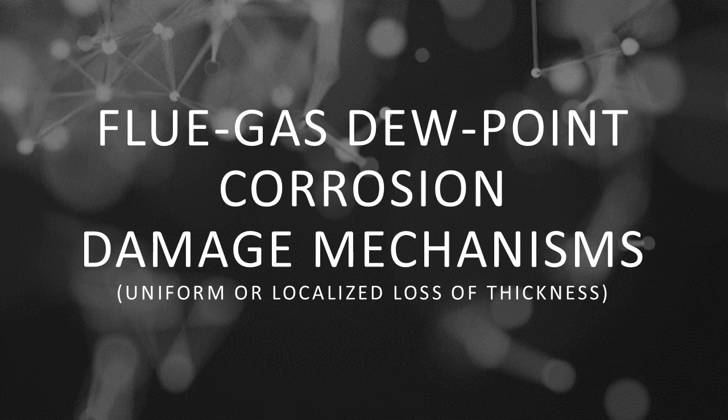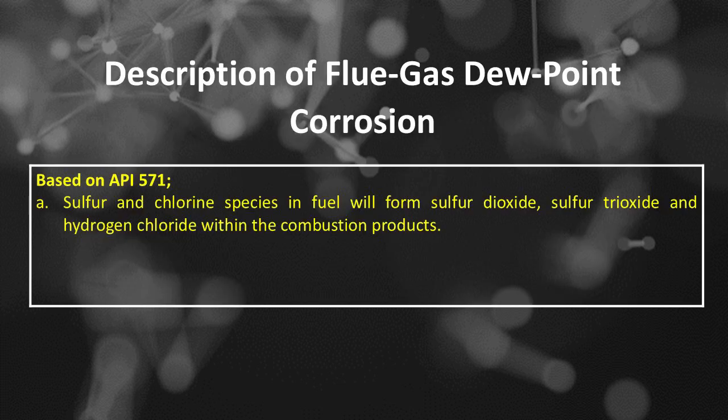Flue-gas dew-point corrosion damage mechanisms is a part of uniform or localized loss of thickness. Description of flue-gas dew-point corrosion based on API 571. A: sulfur and chlorine species in fuel will form sulfur dioxide, sulfur trioxide and hydrogen chloride within the combustion products.